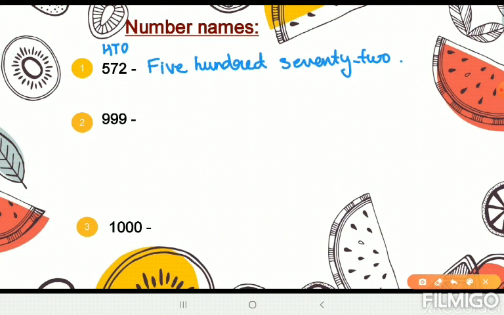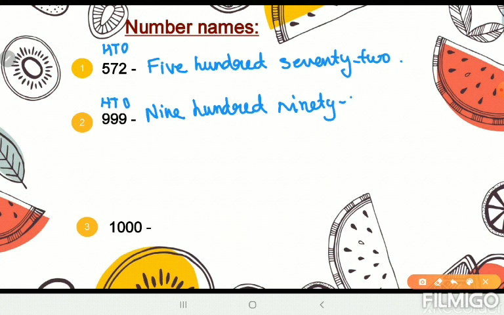Let's see another example. Again, we are going to place it in our place value tent. 3-digit number. This one. Let's start reading. In the hundreds place, we have 9. So we write 900. Then we have 99. We write 99.